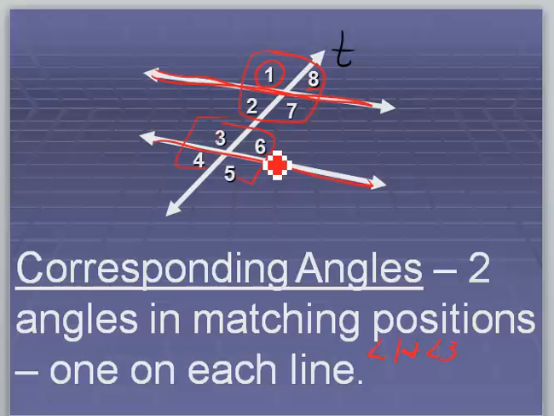Angle 8 would match up with angle 6. They're both to the right of the transversal and above their line. Angle 7 would match up with angle 5. Those are to the right of the transversal and below their line. And then angle 2 and angle 4. Those are to the left of the transversal and below their line. Make sure you write down these definitions. You need to know these names. Alternate interior, alternate exterior, corresponding.